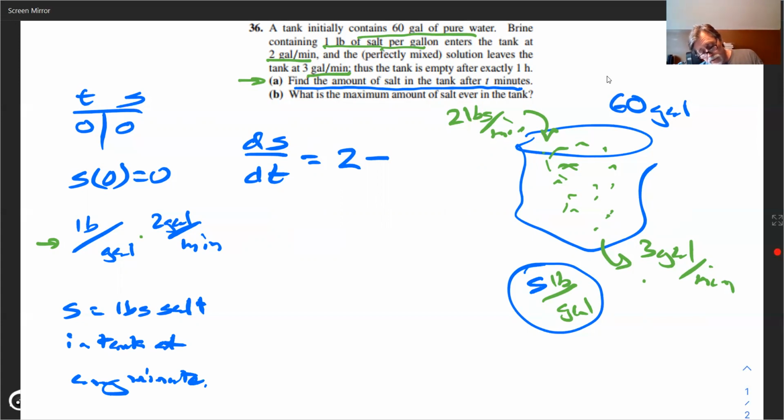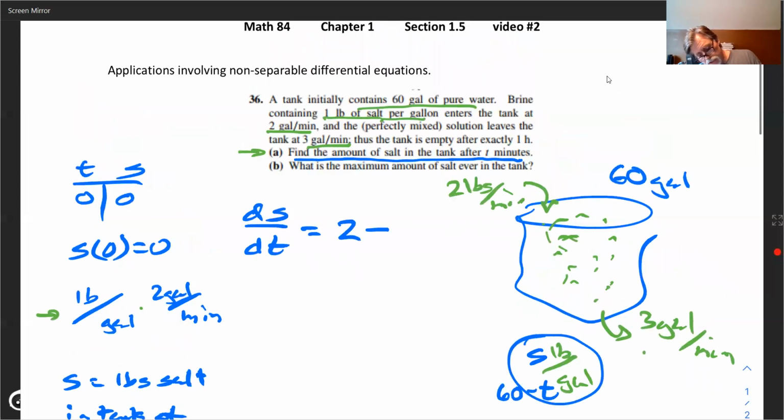The amount of gallons starts out at 60, but then every moment in time it drops down by 1 gallon per minute. And so that's what we get. For our differential equation, we have S over 60 take away t, times 3 gallons per minute. That's your differential equation. Okay?